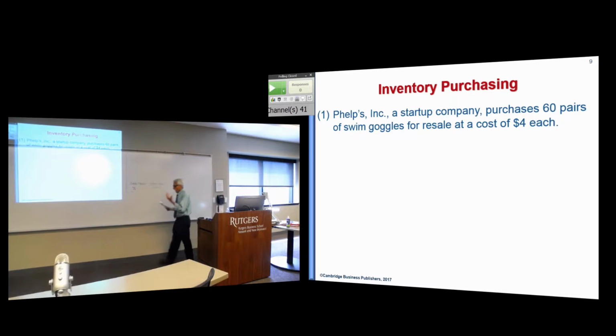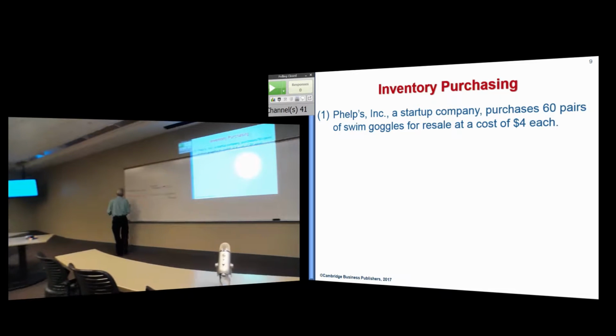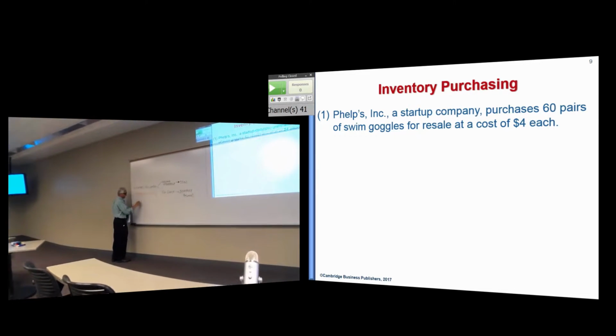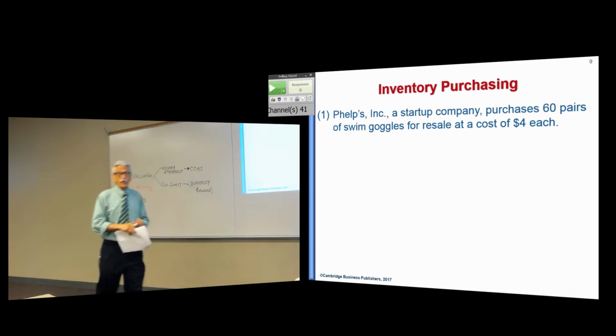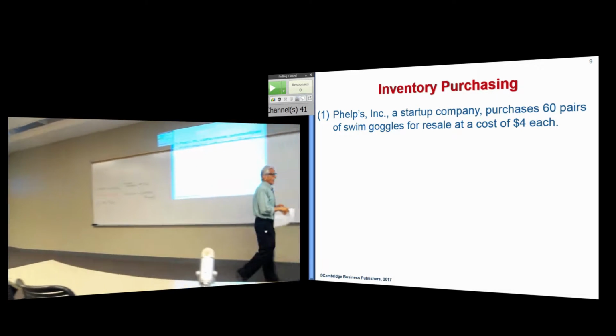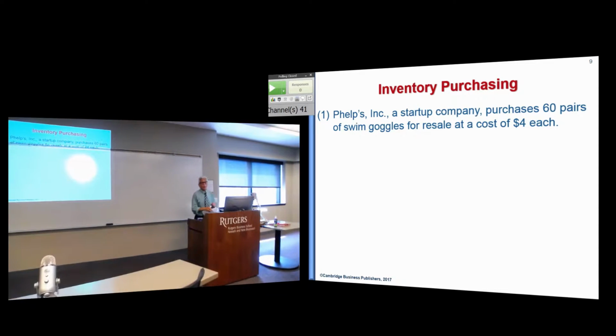So we have a company that buys 60 pair of swim goggles for resale, and their cost is $4. So they spent $240. So their total cost of inventory in this case, when they go out and buy it, is 60 units at $4, or the $240 is what they acquired. Now that $240 sits on the balance sheet until it's sold. So that becomes inventory, it's an asset. Until you sell that asset, it still has economic value.